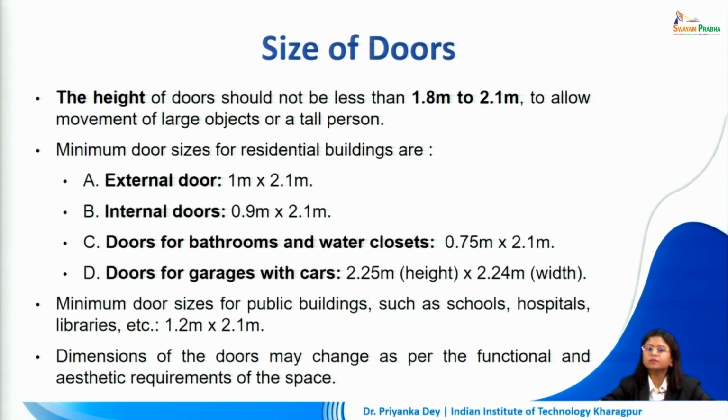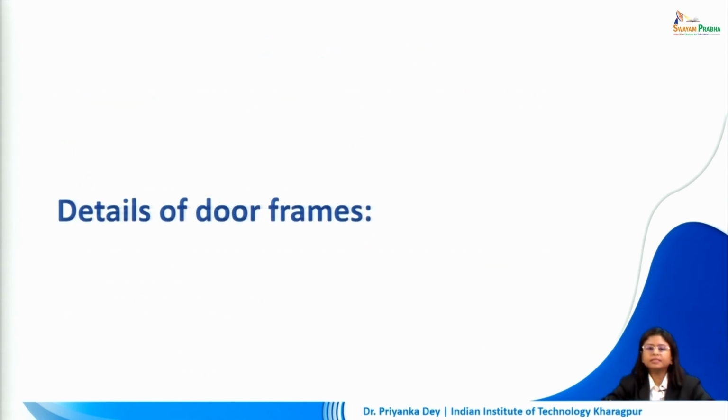And the dimensions of the door may change, of course, based on the function and even the aesthetic requirements of a space. So, if we have a space that is double heighted, maybe we would want to go for a bigger door to give a more grand look to the interiors that we are going for. So, in that case, the aesthetics might also determine the look and the size of the door that we are selecting. Now, let's dive a little bit into understanding how door frames are made, how they are fixed.